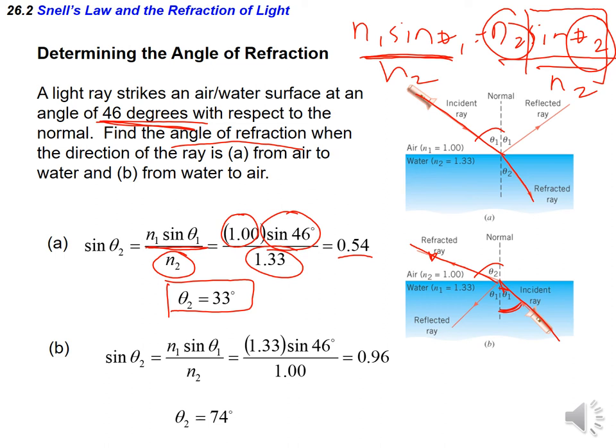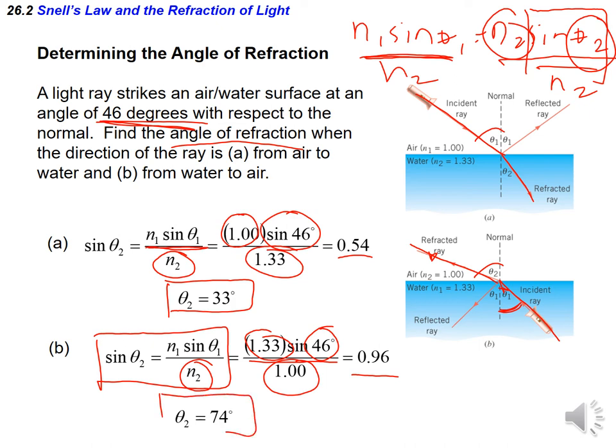So again, the formula is Snell's law: n1 sine theta 1 equals n2 sine theta 2. Our first medium here is water. The second medium is air. So in that case, we'll be using this formula again. n1 now, for water, is equal to 1.33. The angle of incidence is 46 degrees, over the index of refraction of air, that's 1. So this is equal to 0.96. Shift sine of 0.96, that is equal to 74 degrees.